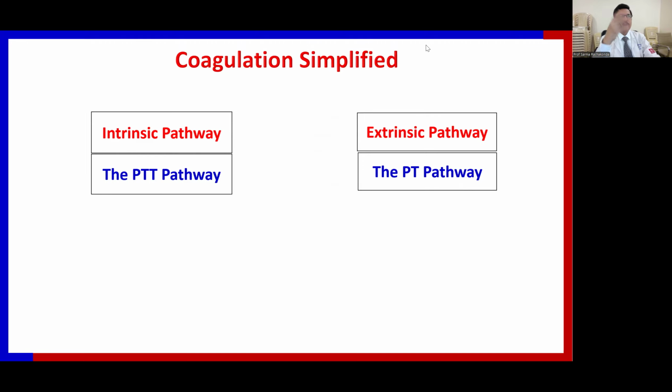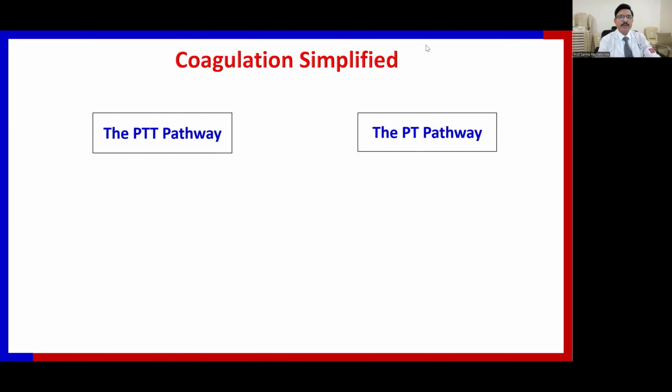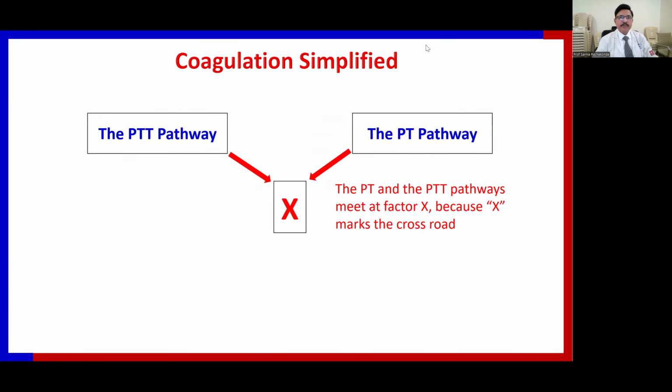Okay. Now I have removed intrinsic and extrinsic, and I call them the PTT pathway on the left and PT on the right. Now, the purpose of both these pathways is to get up Kumbhakarna. That X fellow should become XA. And X is marked because it is factor 10. And it is the crossroad because it is where both the pathways are required to join. The common pathway starts from the X.